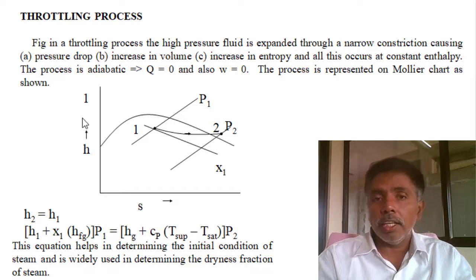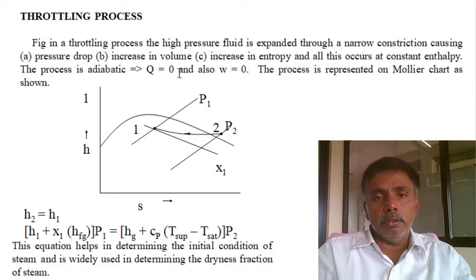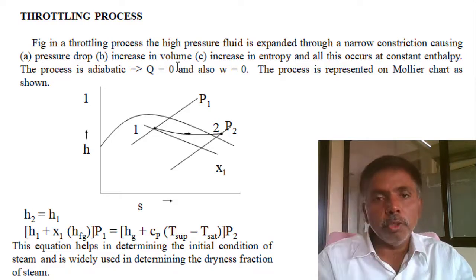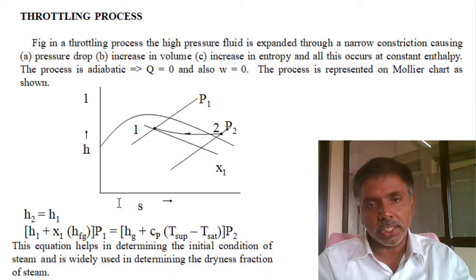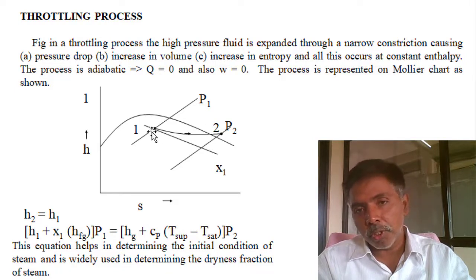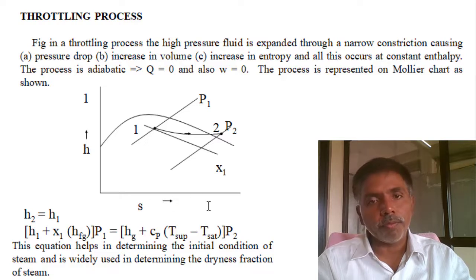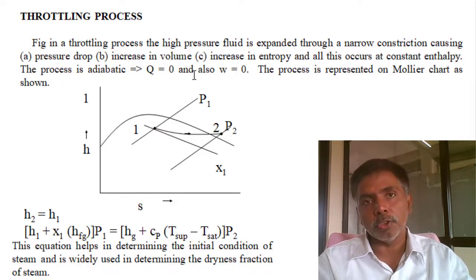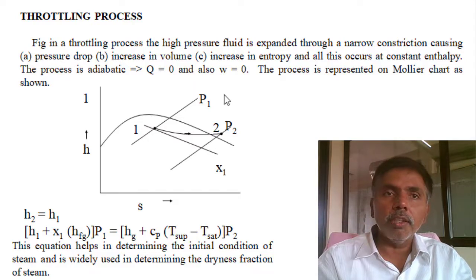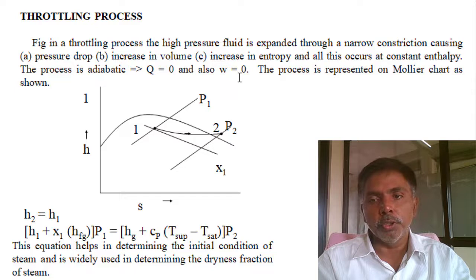So what are the conditions? One is pressure is dropped. Our target is reducing the pressure. If we reduce pressure, volume is increasing. Entropy is increasing, there is no doubt. The representation you see is the h-s diagram, the Mollier diagram. This is the saturation curve. The initial condition is there, and the final condition. Enthalpy is constant, so I moved horizontally, but entropy is increasing. If you assume an adiabatic process, there is no heat transfer, and it is not producing any work, so work interaction is also zero.